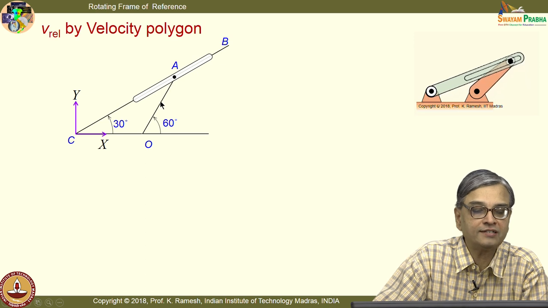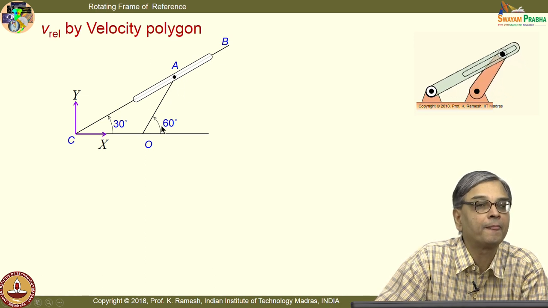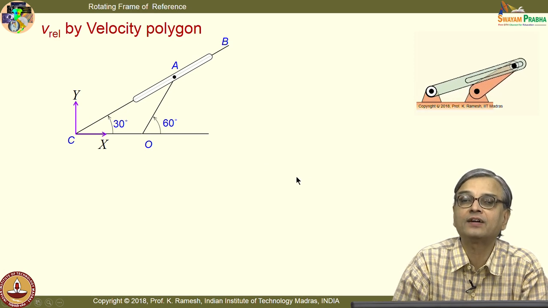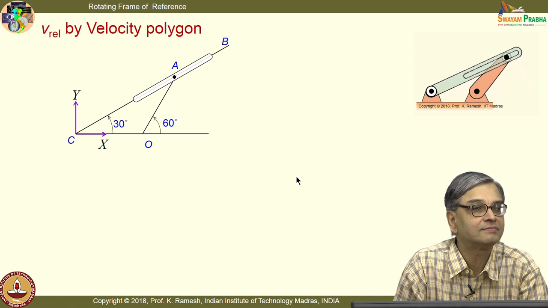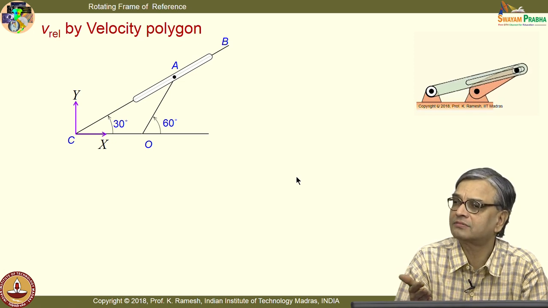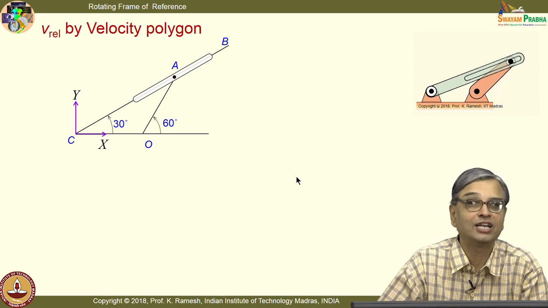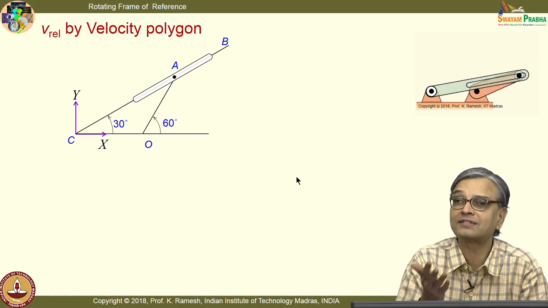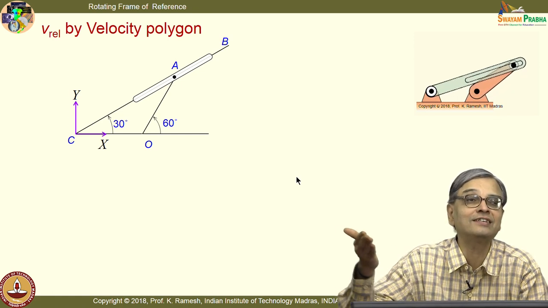And what are the quantities that you know? You are given the angular velocity of link OA. So, do you get the velocity of point A completely? Again, you go back to your circular motion. You know everything about point A. That is why you are not asked to find out the absolute acceleration of point A. You are asked to find out the relative acceleration in the slot.